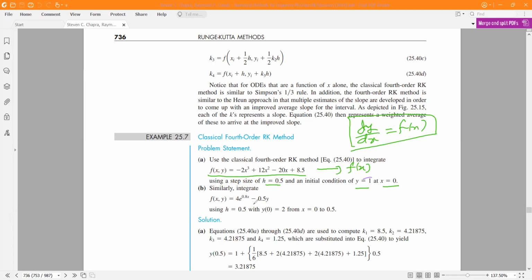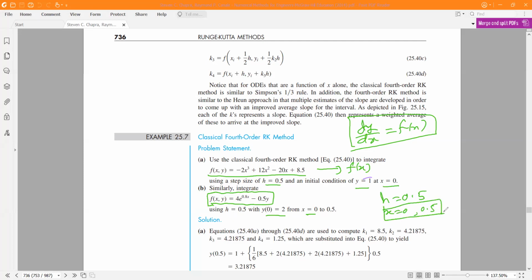Another problem is what? You see both your independent and dependent variables are involved, isn't it? Your initial values are given, and you have been asked to solve from 0 to 2, actually one step. As your h is equal to 0.1 and you have to solve for x equal to 0 to 0.5, how many steps are there within this range?